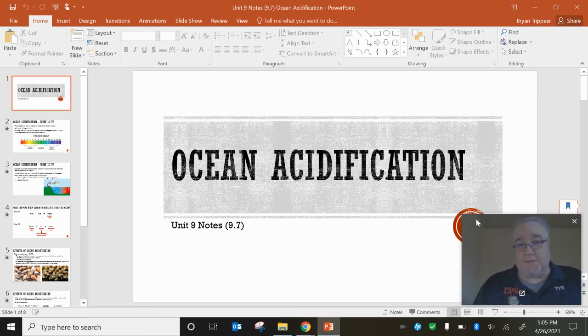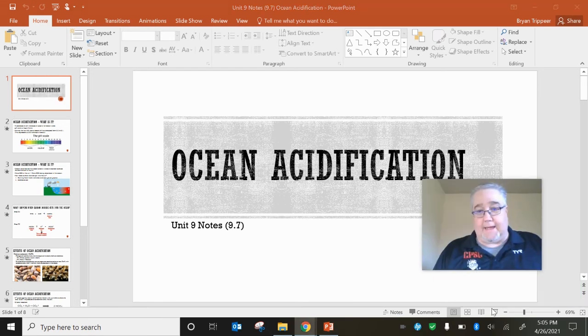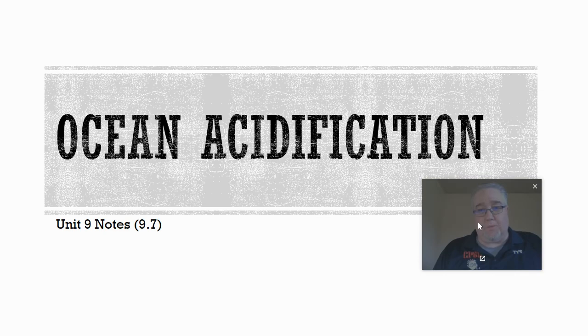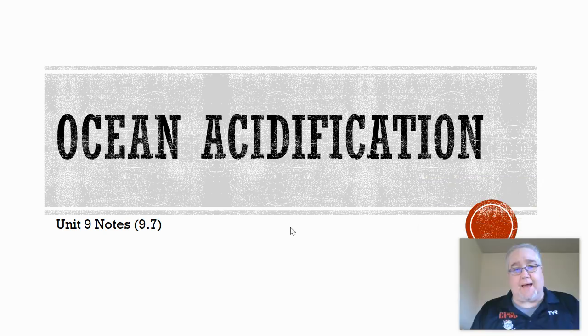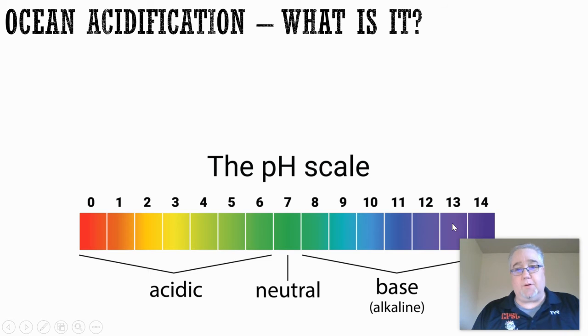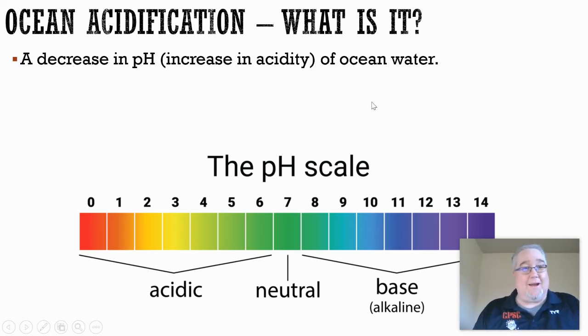AP Environmental Science. This is Unit 9, Topic 9.7, which is kind of the last really big topic that we have to cover in this unit that deals with global change. It's this topic called ocean acidification. So, just kind of getting started here, what is ocean acidification? It's kind of right there in the name, right? It's the acidification of ocean water.